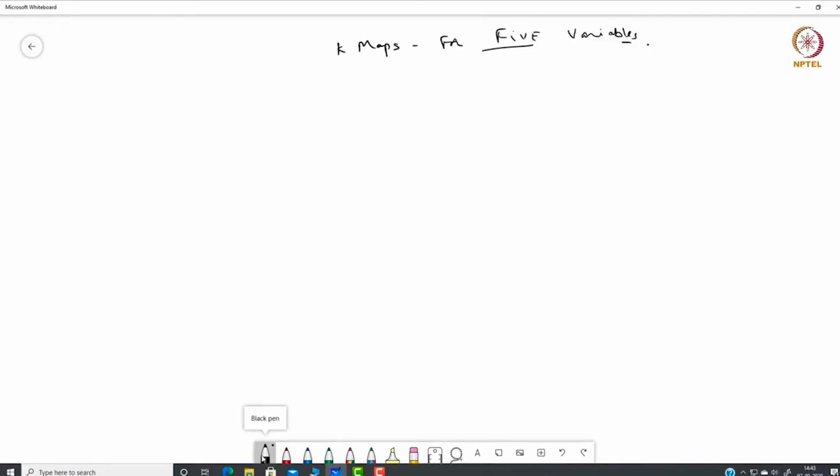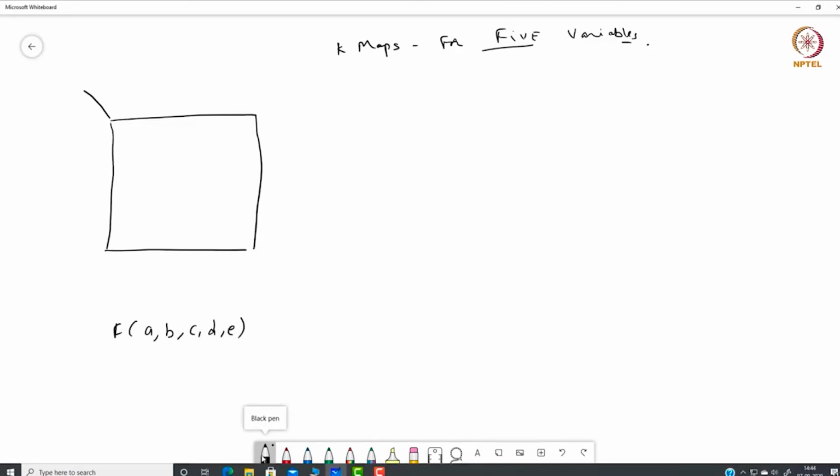So there are multiple ways, because it sometimes becomes tricky how to draw it. I will now give you multiple methods where we can try to use K-maps with 5 variables. So let us say the 5 variables are A, B, C, D and E. So these are the 5 variables. How can we draw with these 5 variables?